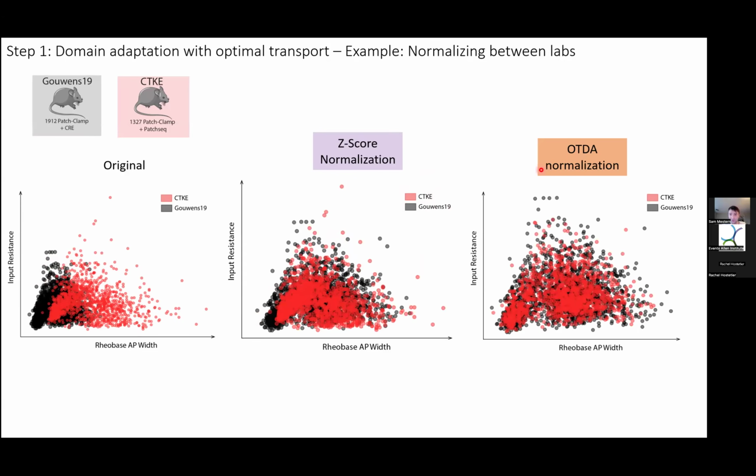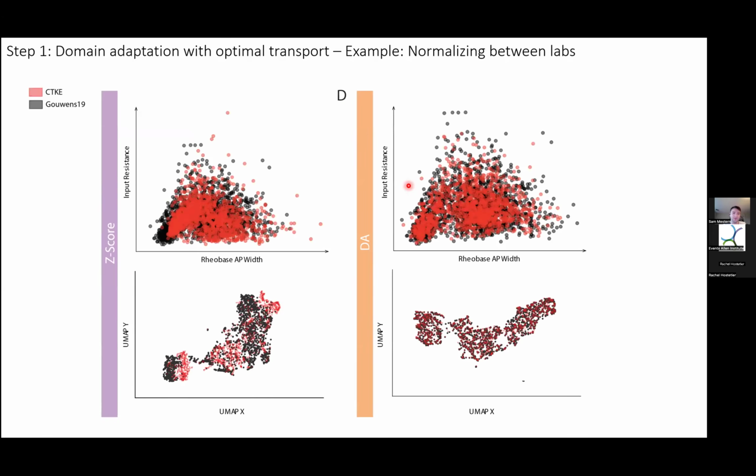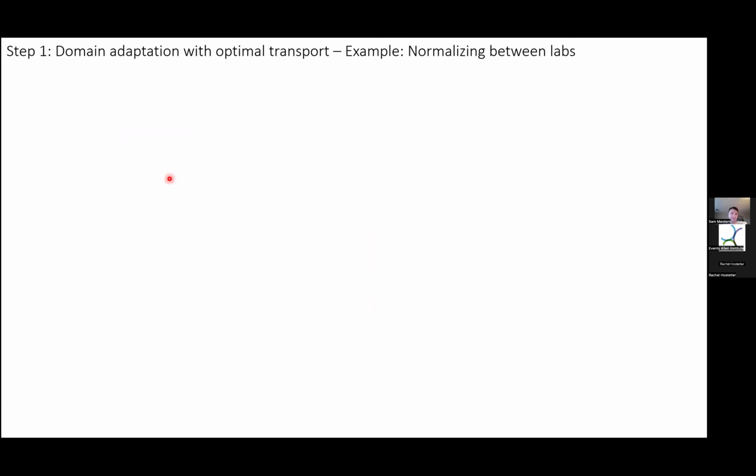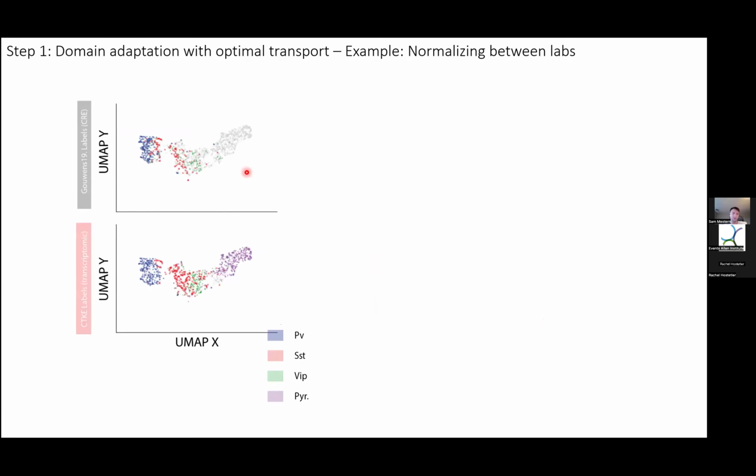And furthermore, if you perform OTDA normalization, we see a much better mapping of that CTKE intermingling with the Gowans 2019 dataset. And this is much more visible on a UMAP plot, where if you were to UMAP embed the z-score dataset, you see that each individual dataset is forming its own little island in the UMAP, which is likely meaning there's some sort of feature in there that's causing the UMAP to pull the datasets apart. However, if you were to UMAP embed the OTDA merged datasets, we do see a good intermingling of the two datasets.